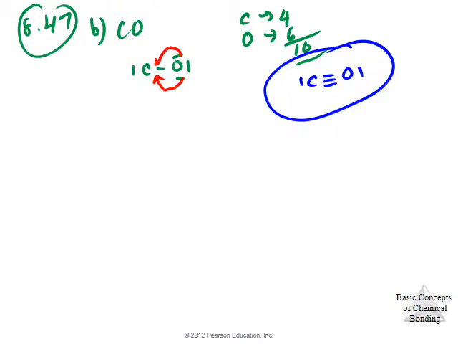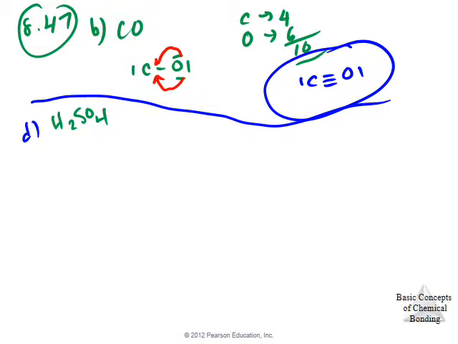Next we're going to do 47D. The question is about H2SO4, and they're saying that hydrogen is bonded to oxygen. First, count all the valence electrons. Hydrogen has 1 valence electron, the first element, and we have 2 hydrogens in this compound, so times 2. So altogether 2.